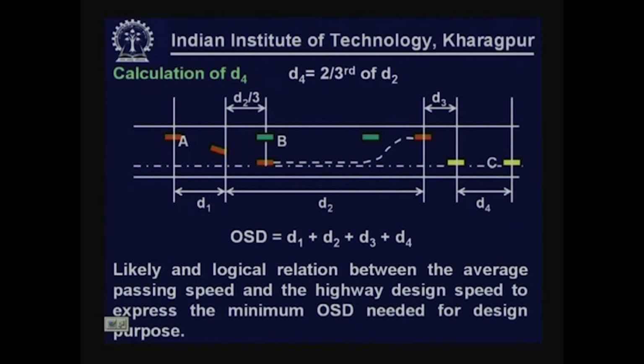So, it is assumed that even up to this position, the vehicle A can comfortably go back to its original lane if it detects any vehicle from the opposite direction. So, it is basically taken as 2/3 of d2. So, therefore, in the same way, here the total OSD is calculated as summation of d1, d2, d3 and d4.